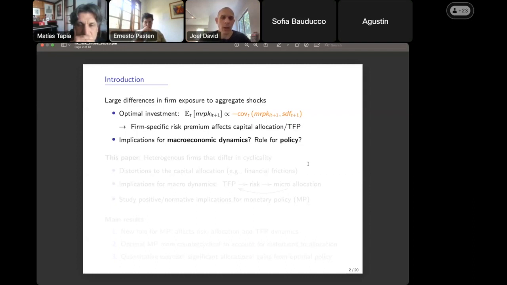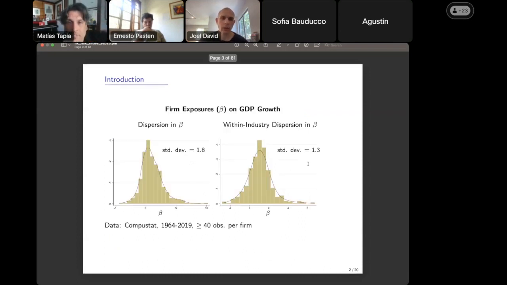In this paper, we're going to explore first the implications of this insight for macroeconomic dynamics, and second, for the effectiveness and optimal conduct of macroeconomic stabilization policies, and in particular, monetary policy. So before I tell you exactly what we do, let me give you a flavor of the type of heterogeneity we have in mind.